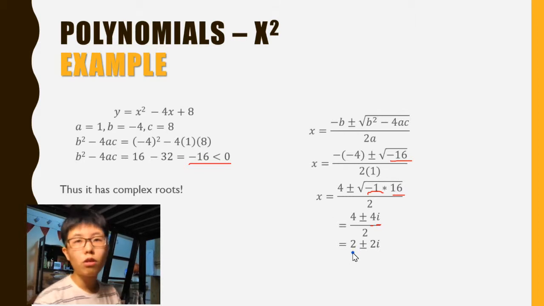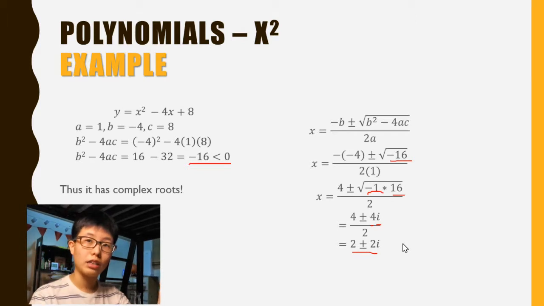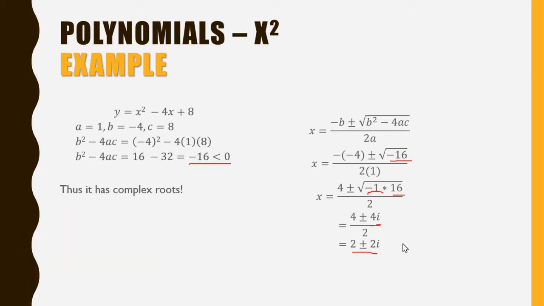And if you notice, it is a pair of numbers. It is a number and its conjugate pair. So in this case it's 2 plus 2i and 2 minus 2i. It is the plus or minus 2i that is why you have conjugates.